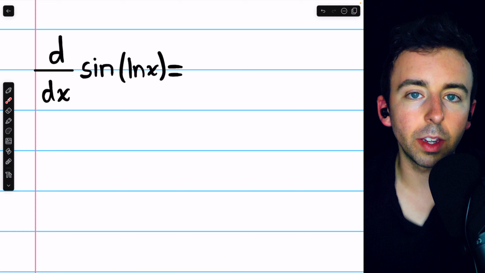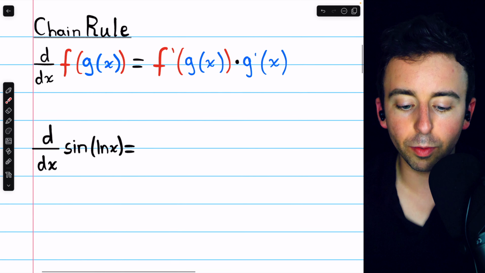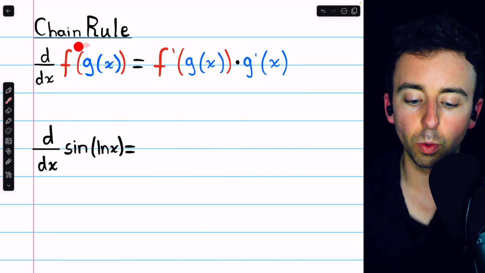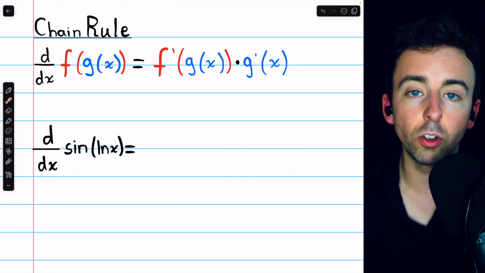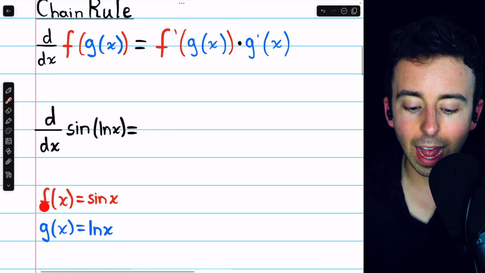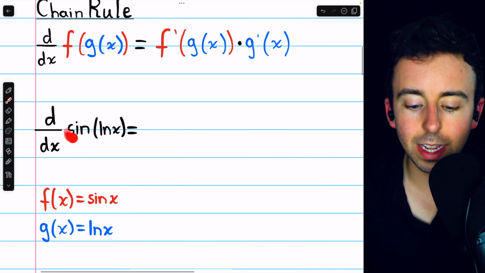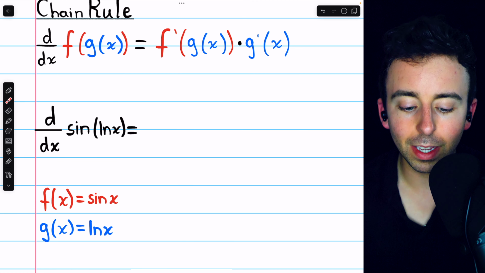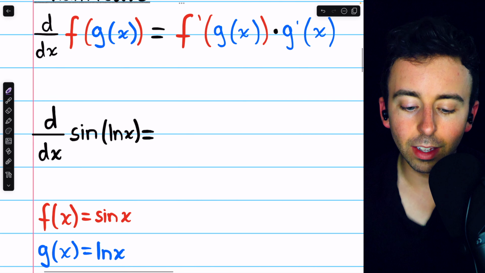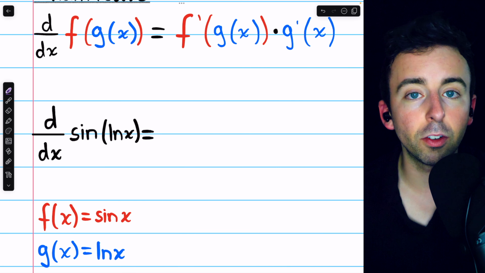Sine of the natural log of x is a composite function, so to take its derivative we need to use the chain rule, which I've written here for your reference. The derivative of f of g is f prime of g times g prime. In this case, our f, the outside function, is the sine function, and our g, the inside function, is the natural log function. So with that said, let's go ahead and apply the chain rule.